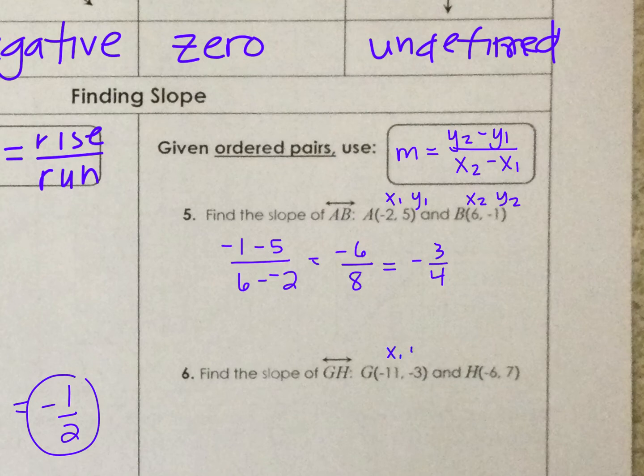The next one, x1, y1, x2, y2. This one, I would do 7 minus negative 3 over negative 6 minus negative 11. That gives me a 10 over 5, which would reduce to a 2.